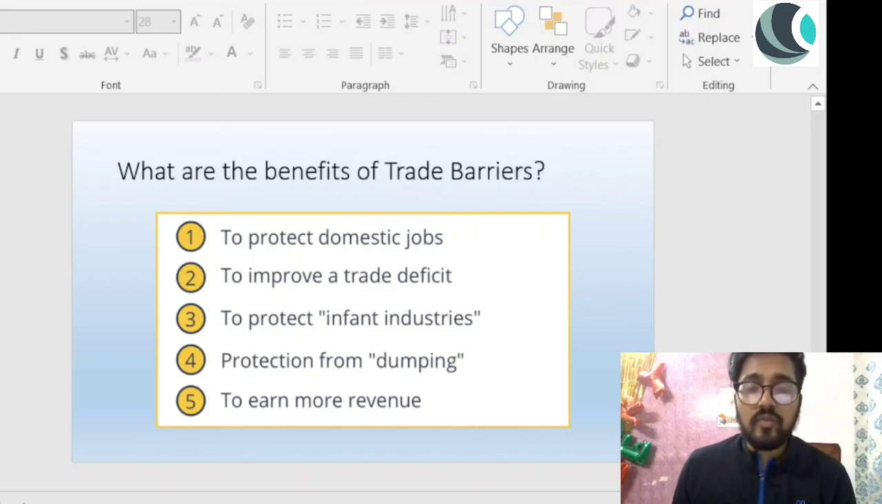And to earn more revenue. Basically, when you're protecting your domestic industries, you'll be getting more revenue from the domestic industry. So the whole agenda behind this is to earn more revenue. So this was all about trade barriers and international business.